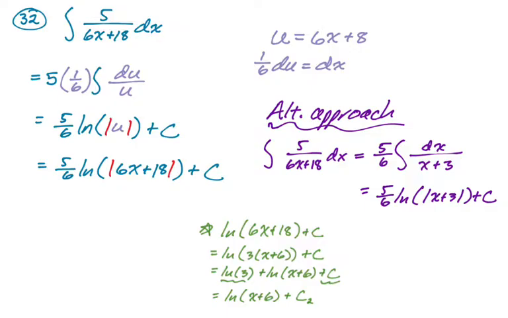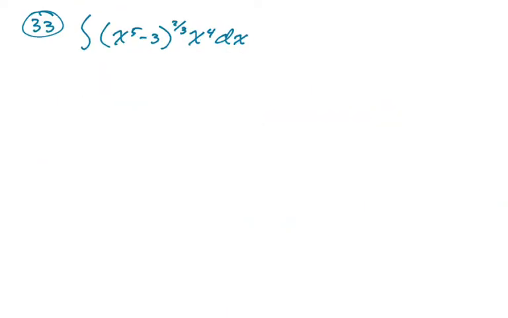All right, let's take a look at the next one. Integral of quantity x to the 5th minus 3 to the 2/3. So I see something in parentheses, so I'm thinking that's probably going to be u. And then x to the 4th dx. I'm not going to worry about the x to the 4th because I'm hoping that it'll just be a part of du. So let's say u is equal to x to the 5th minus 3. So then 1/5 du will be x to the 4th dx, or du is 5x to the 4th dx and then divide by 5. So we get to this.